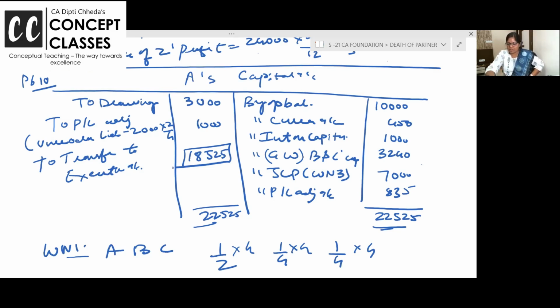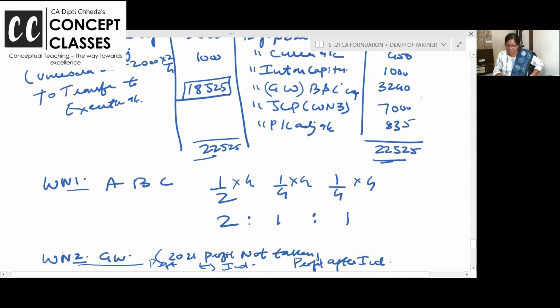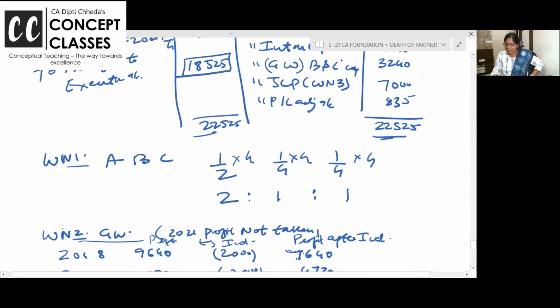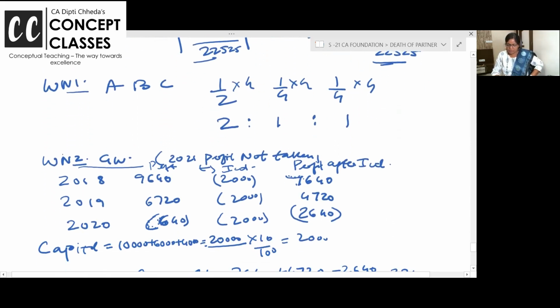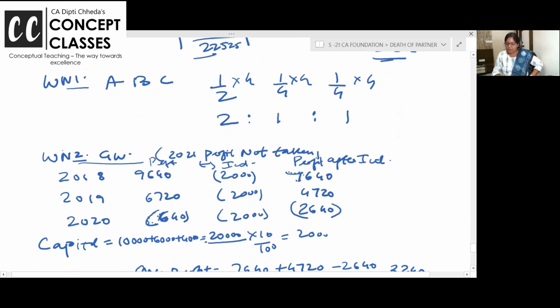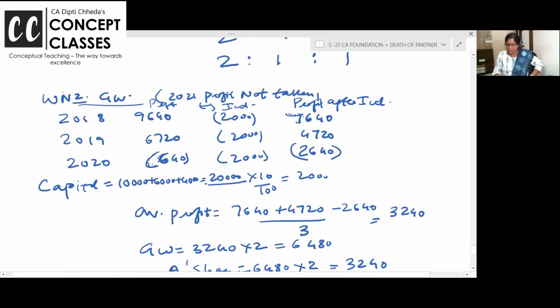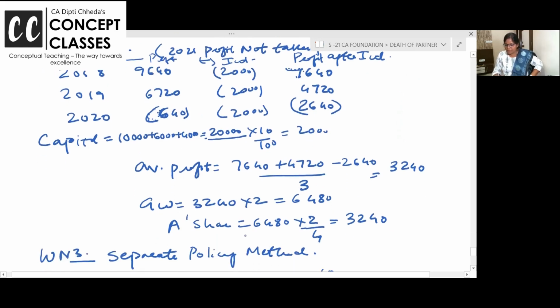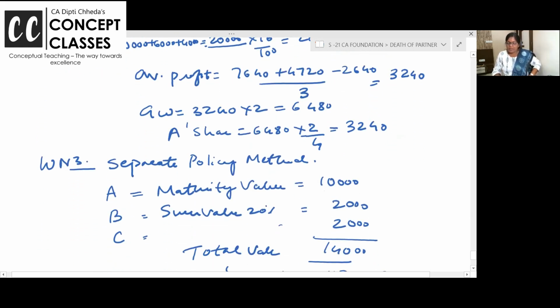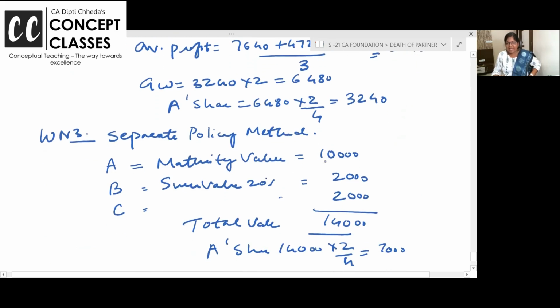हो गया सबका? चलो. First of all, working note 1 आ जाओ. Half, 1/4. So we have multiplied all by 4. So 2:1:1 you got. Goodwill के लिए you have to consider profit after interest. This was before interest. Now capitals, average profit you take. Goodwill multiplied by 2 years purchase and take A share. Now policy, for A you take maturity value, for B and C surrender value.